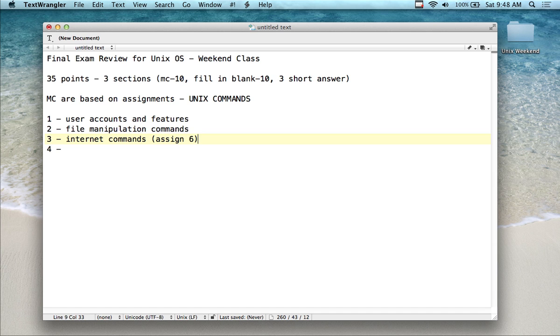Assignment 6. This one here is more along the lines of assignment 1 and 2. This one here is the files. I think it was like assignment 3 and 4. I could be wrong, I'm just guessing right now. And this one's on change mod, which is assignment 3 or 4-ish.